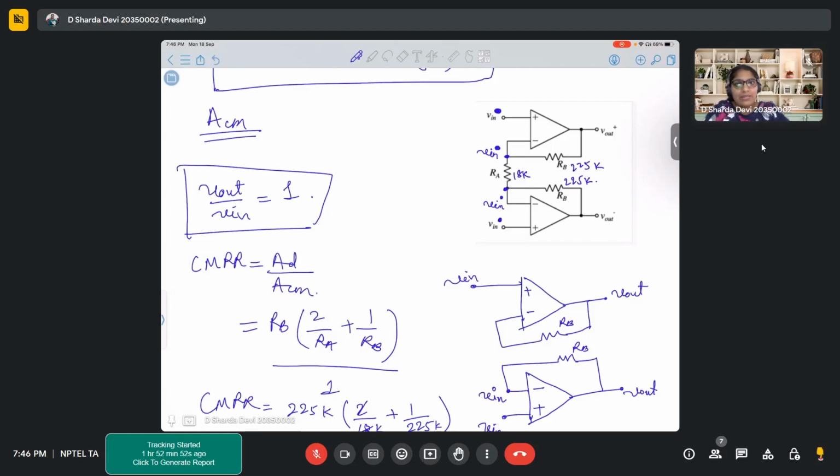Because current flows only when there is a potential difference, right? Yes. But here there is no potential difference. So if there is no potential difference, it means no current. In which other condition do we find that there is no current?